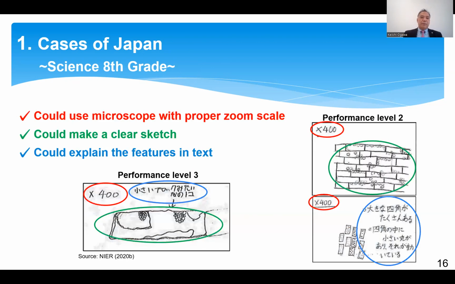Then look at this. The red one is could use the microscope with proper zoom levels. They use 400 times, then they can see it. Then the green part is could make a clear sketch. So they can sketch. And the next level is could explain the features in text. So can they do it? They can write text and explain. So those are the assessment criteria and examples.